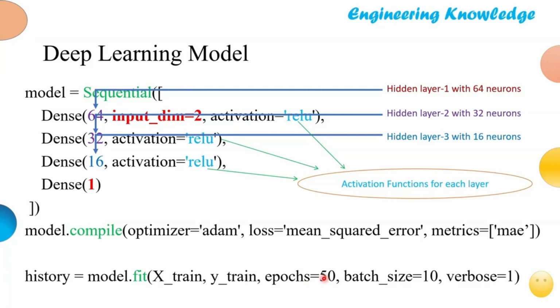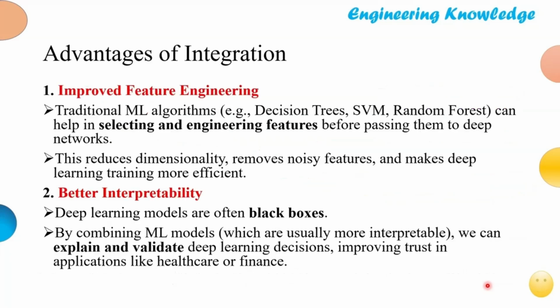I discussed this in my previous lecture. 50 iterations in which weights and biases will be updated. Batch size is 10, which means in each step, 10 samples will be collected. So suppose in total there are 100 samples. You can understand that if batch size is 10 and the total number of samples is 100, there will be a total of 10 batches, each of 10 samples. Verbose 1 just means that whatever happens at the output, we'll see how the program is compiling.